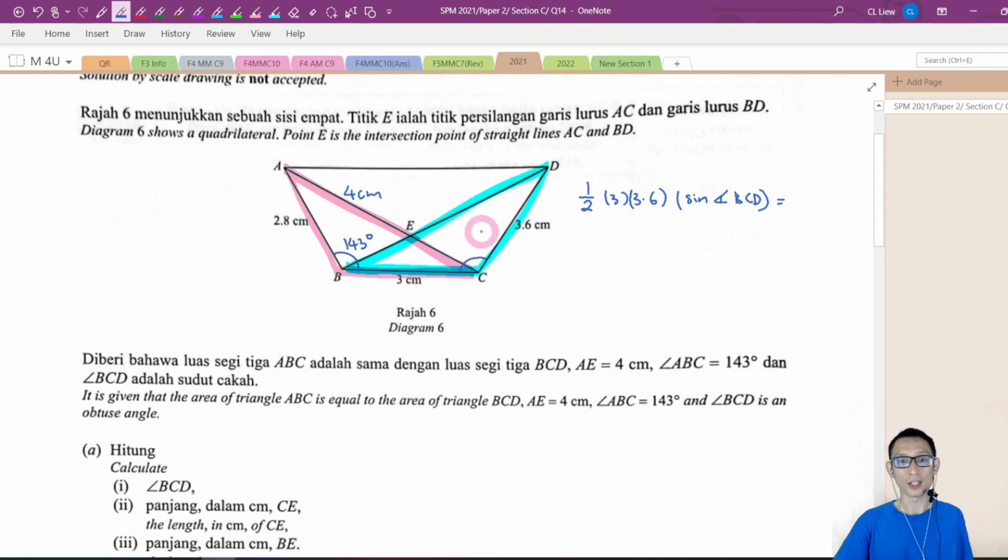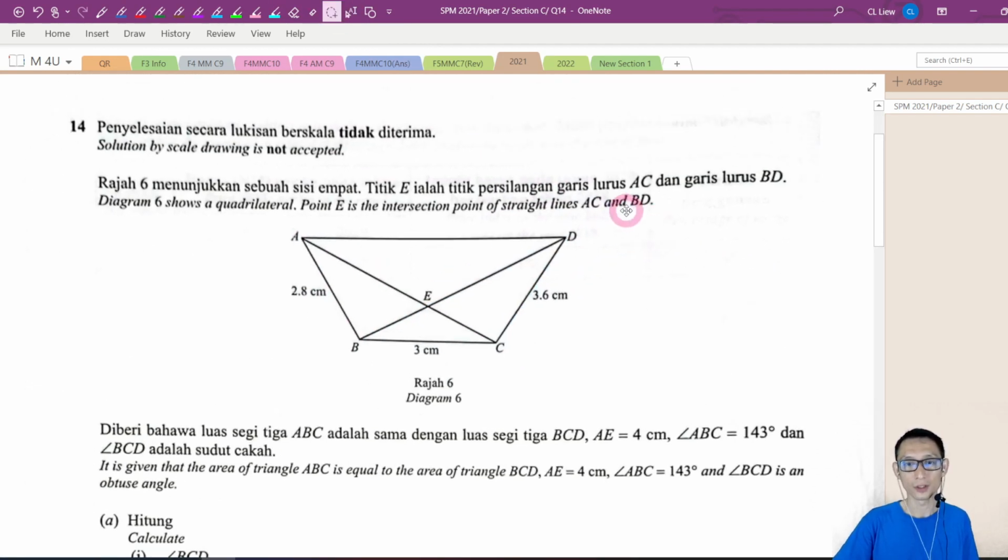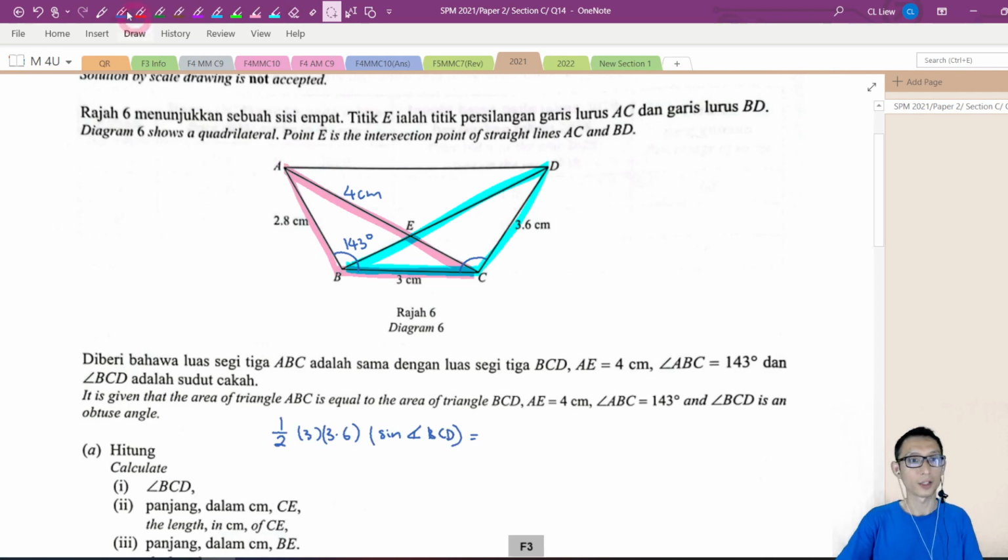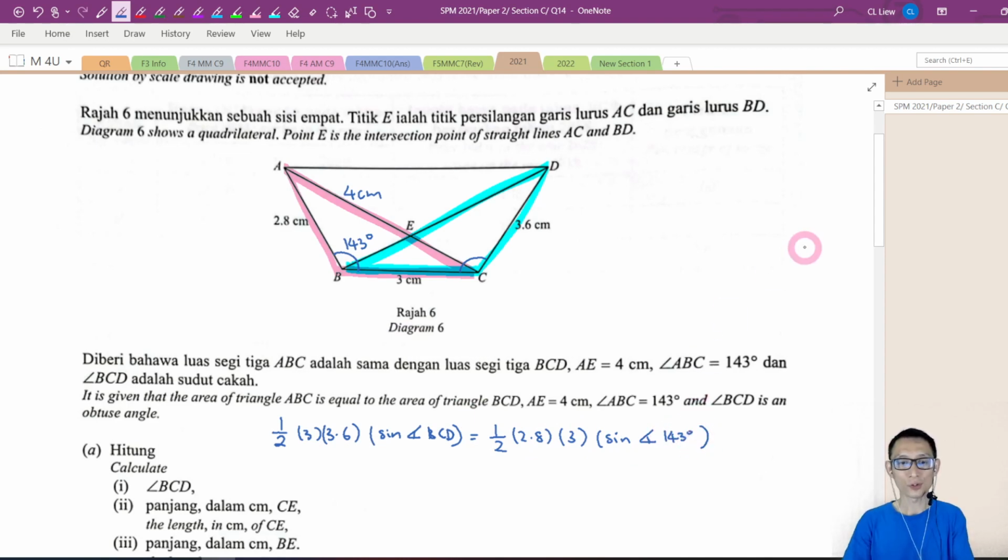And given by the question, the area of this triangle is actually the same as the area of this another triangle. So how do we find the area of this triangle ABC? Using the same formula. So 1/2 times 2.8 times 3 times sine of angle 143 degree. Okay, so just use your calculator.